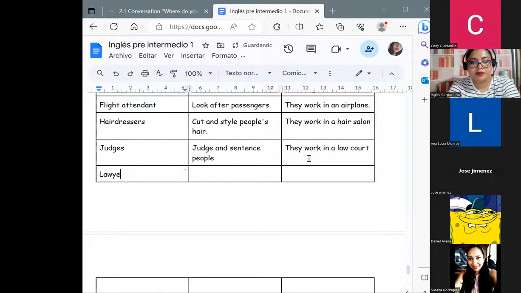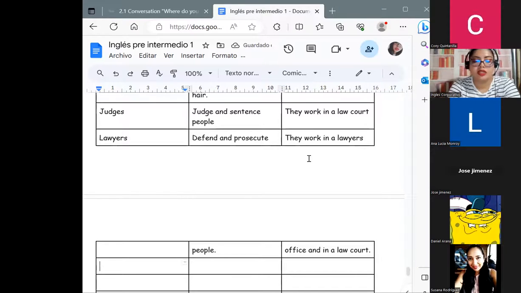Then we have the lawyers. Defend and prosecute people. They work in a law court and in a lawyer's office. Next one, the nurses.